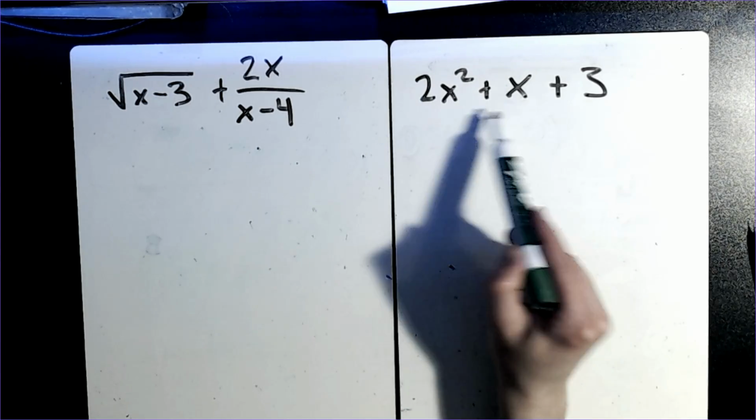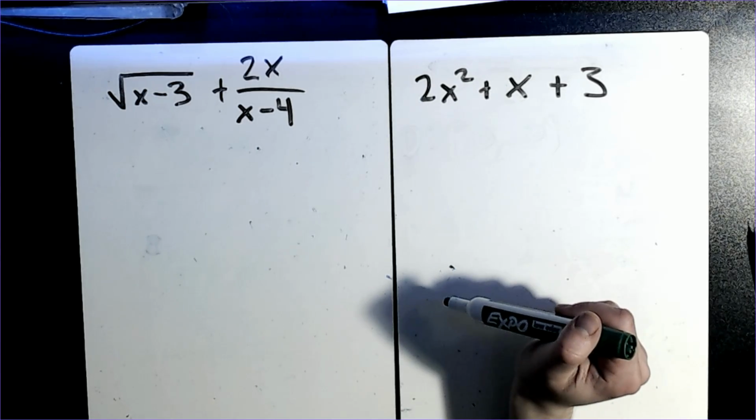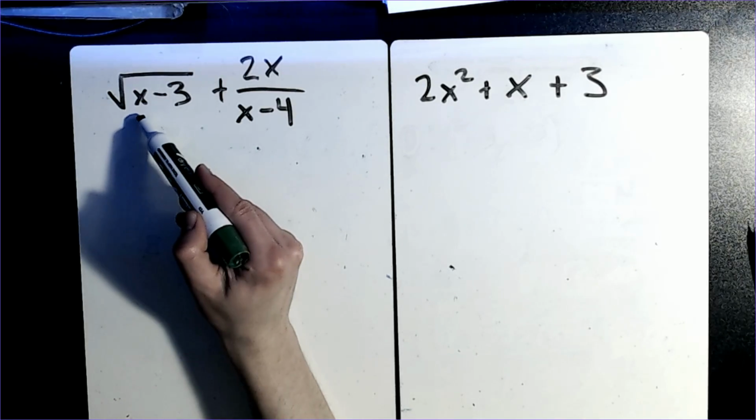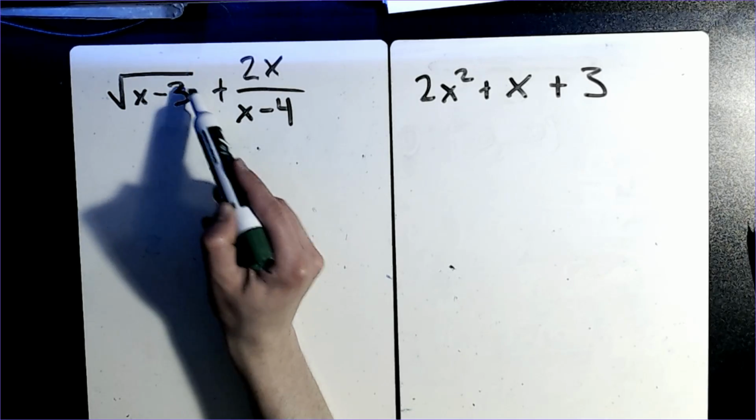And we're also going to look at 2x squared plus x plus 3. So remember, the domain of a function is the x values that you can plug in and have it make sense. So really what you have to look for are things that will make the function break. That's how you find the domain: you figure out what you can't plug in, and then everything else will be okay.